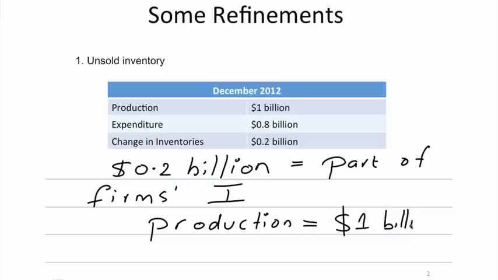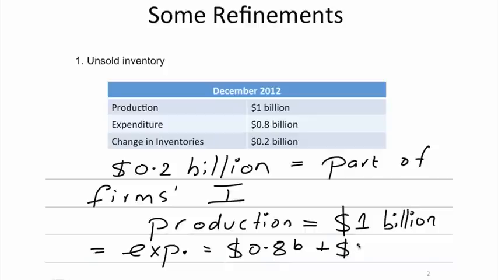So once you think about unsold inventories like that, what we actually have in this economy is production giving us a flow of $1 billion will in fact be equal to expenditure if we take expenditure as being that 0.8 billion and add to it the investment expenditure of firms in the form of inventory investment. So once we recognise inventory as part of investment, then even if not everything gets sold in a period, that equivalence between production and expenditure is still maintained.